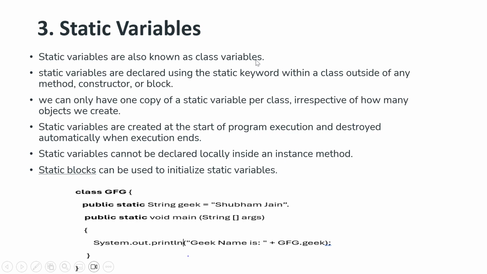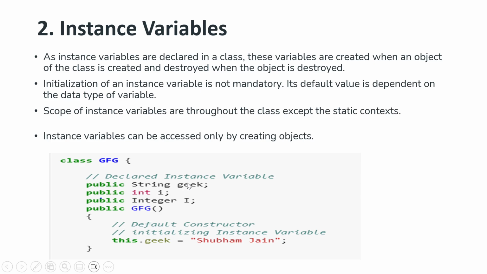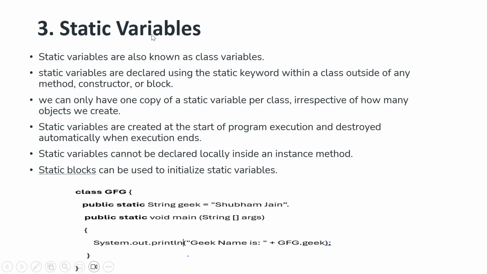As we know, the instance variable is created when we create the object, and it is destroyed when the object is destroyed. But the static variable is called a class level variable, so it is not dependent on any object. The static variable will be created when the class gets loaded, and it will be destroyed when the class is unloaded from the heap memory.